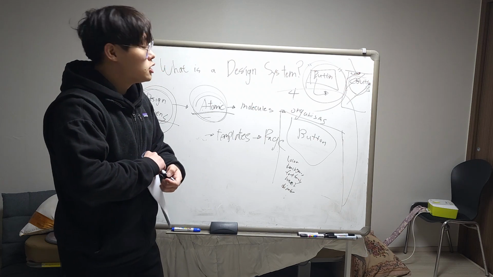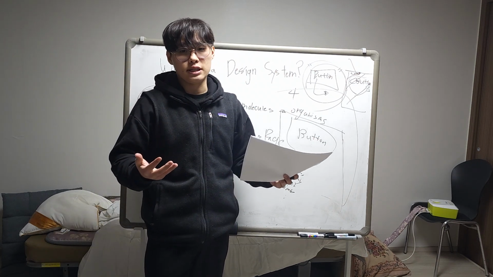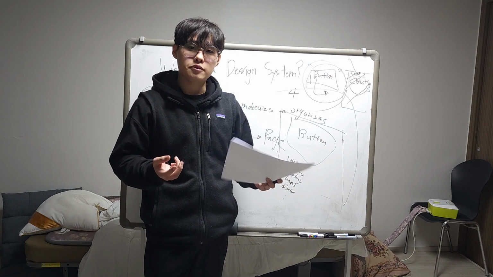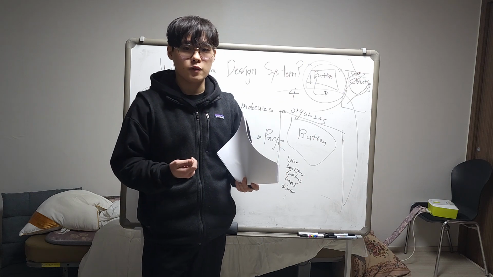So this is it. Today was just an abstraction of what this design system is. So I think it will help you. But in the next video I'm going to elaborate on how to name these tokens, what design tokens are, and those kinds of things.